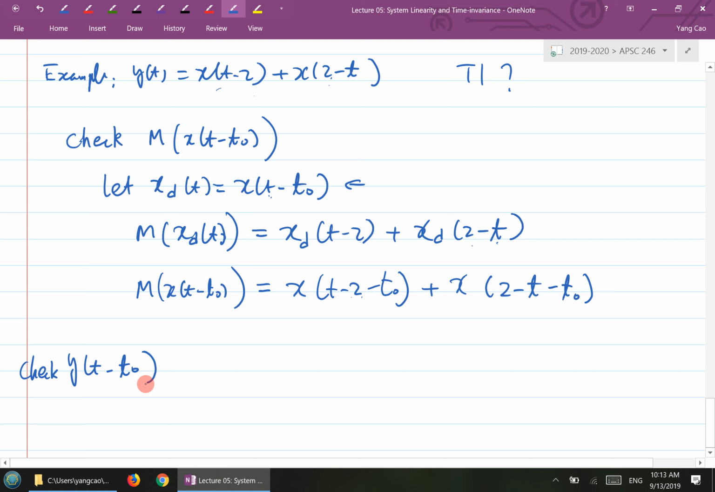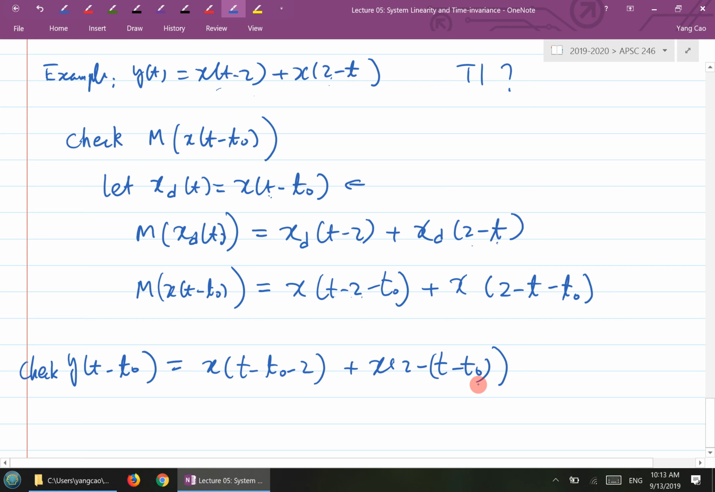Any questions so far? I know this is the part that I often find students have confusions. It's all clear? It's okay, because if it's not clear, just let it sink in. Output shift by amount of t naught to the right, and that's when it's actually usually easier. You basically replace everywhere the t with t minus t naught. So that gives us x of t minus t naught minus 2 plus x of 2 minus t minus t naught.